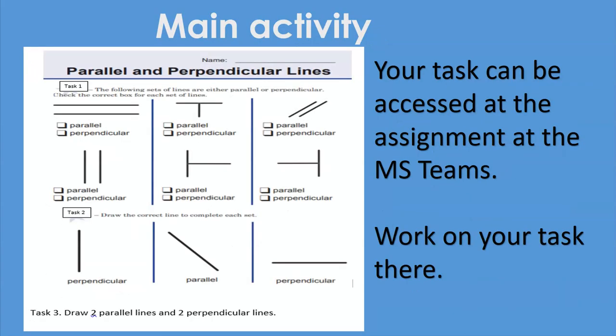Now, let's try our main activity. These worksheets can be accessed at the assignment at the MS Teams. Work on your task there. Task 1, you have to identify if it's parallel or perpendicular. Task 2, you have to draw a line to form perpendicular or parallel lines. And task 3, you have to draw 2 parallel lines and 2 perpendicular lines. Work at your own pace, and please work on the assignment tabs.